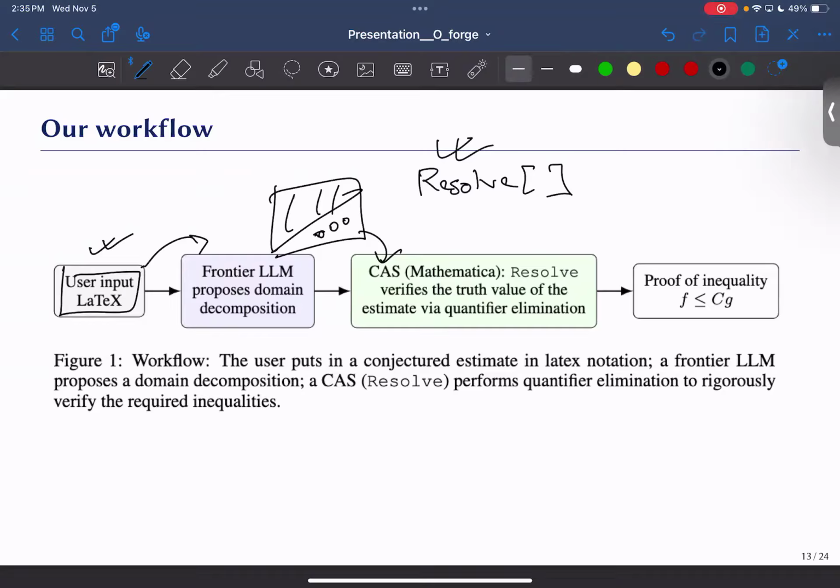Yeah. Without feedback, it doesn't. Yeah, if it doesn't prove, then of course it goes back in a loop, and then the LLM is told that the proof is not completed. Can you try a different decomposition?